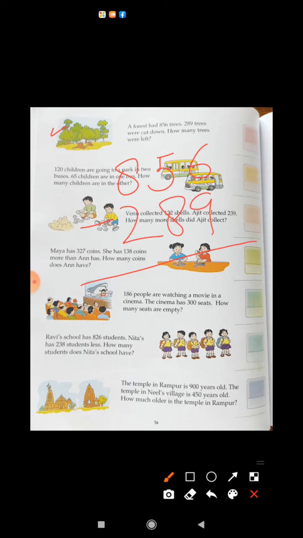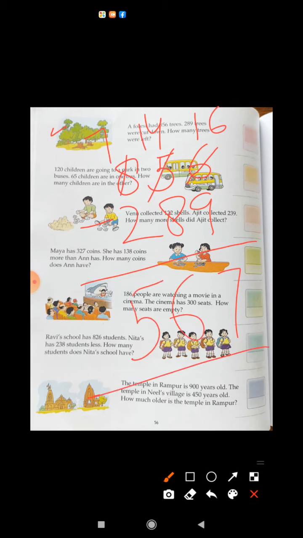So first we subtract the ones. 6 is less than 9. Take borrow from 10 side. Here will be 16 and here 4 remaining. 16 minus 9 is 7. Now subtract the tens. Take borrow from 100 side. Here will be 14 and here 7 remaining. 14 minus 8 is 6. 7 minus 2 is 5. The answer is 567 trees were left in the forest.